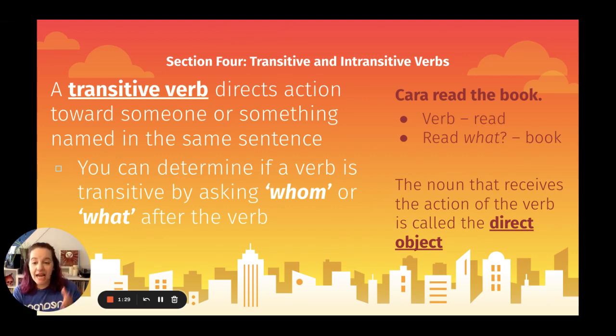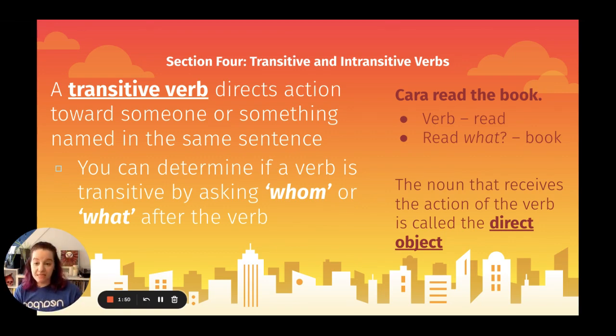So we have that sentence, Kara read the book. Our verb is read, and I will suggest right now that from here on out, when we're doing sentence analysis, the first thing you look for is that verb. Don't look for your subject first, because there might be more than one noun in a sentence. So always look for the action. So we have our action, read.